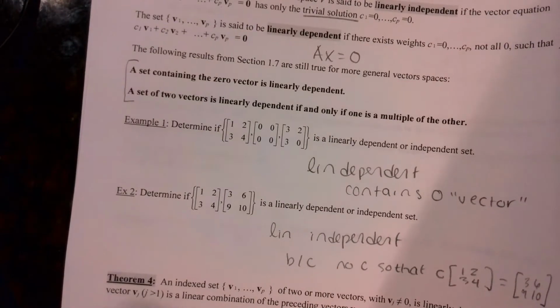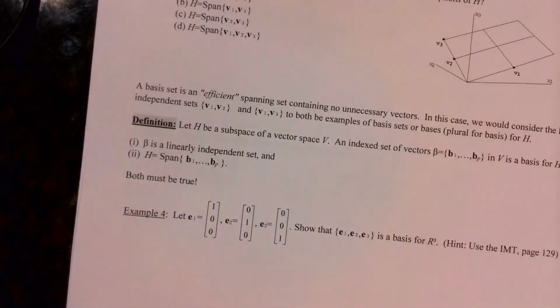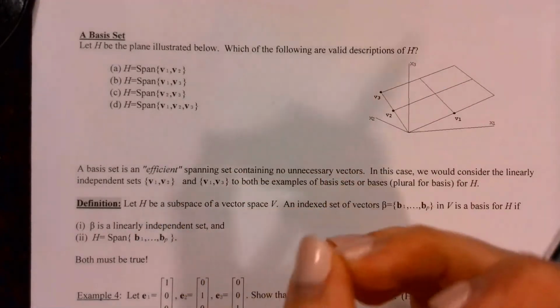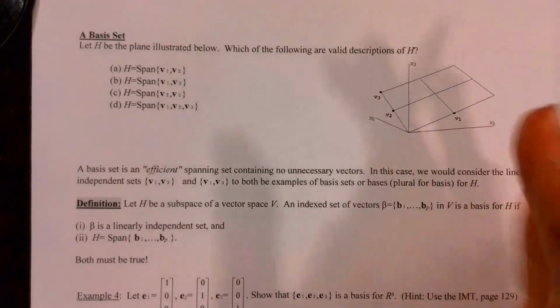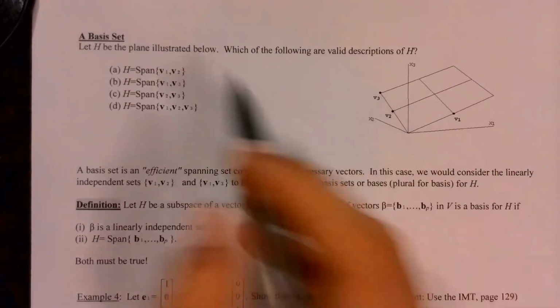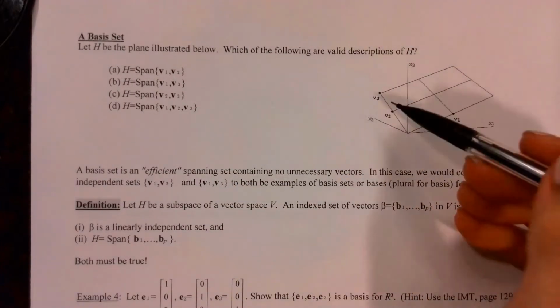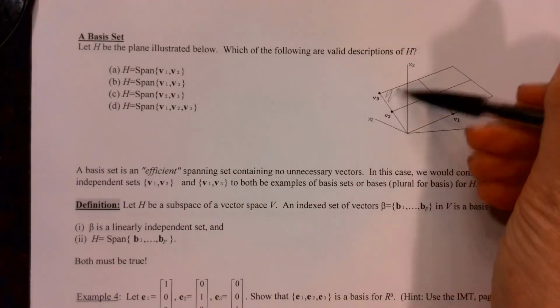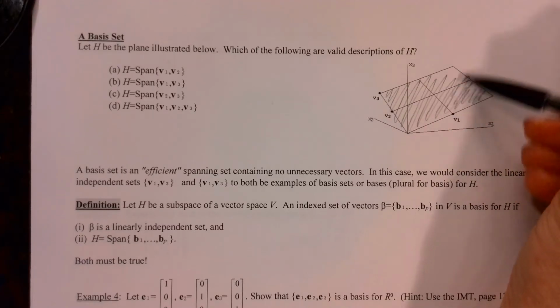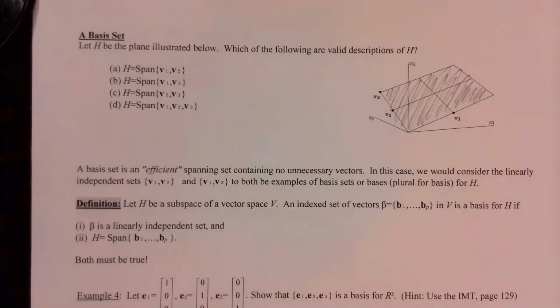So when we're thinking about a basis, I want you to think about the most basic set of elements or vectors that you would need to span the whole set, to create everything in that range. So here, just visually, I am looking at H being this plane. And let's pretend it extends infinitely. Okay, and we're asking which of the following are valid descriptions of H.